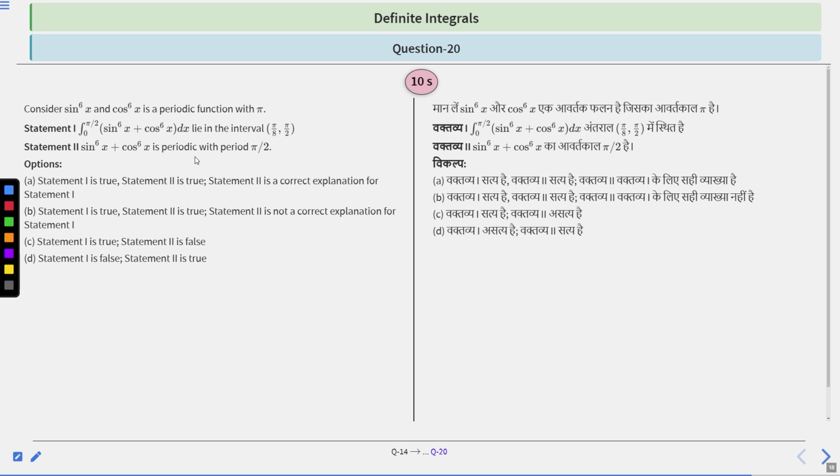So statement 2 is looking correct, because the period of this is basically 2 pi, and since this is a composite, basically complementary function, the period will be pi by 2, right? Period will be pi by 2. So you have 10 seconds to solve this question. After 10 seconds, we will discuss the solution.